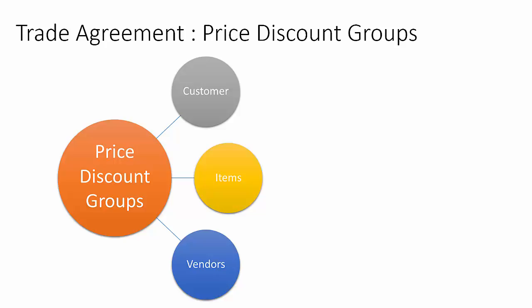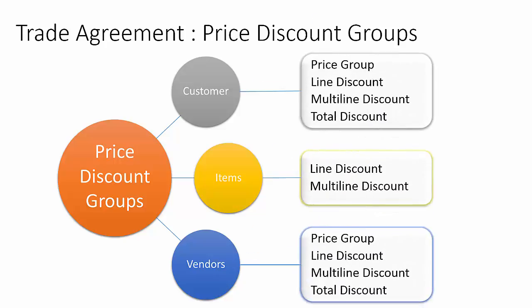For customer and vendor price discount groups, different types of groups can be created: one for price group, one for line discount, one for multi-line discount and total discount group. However, for items, only line discount and multi-line discount groups can be created and linked. You can access the item discount groups from the sales and marketing and procurement and sourcing modules next to the customer and vendor price discount group. You can also access the customer and vendor price discount groups from the inventory and warehouse management module.